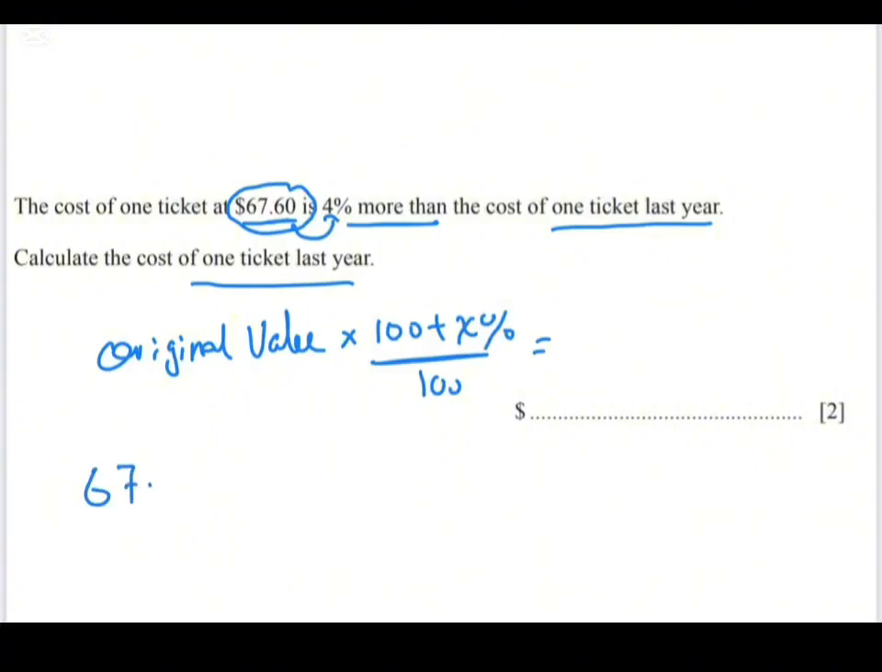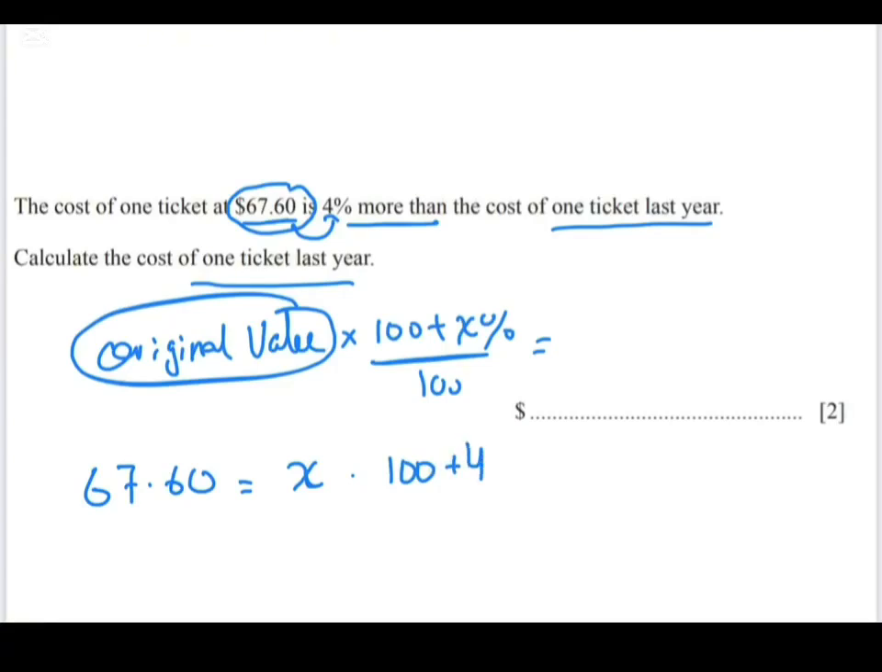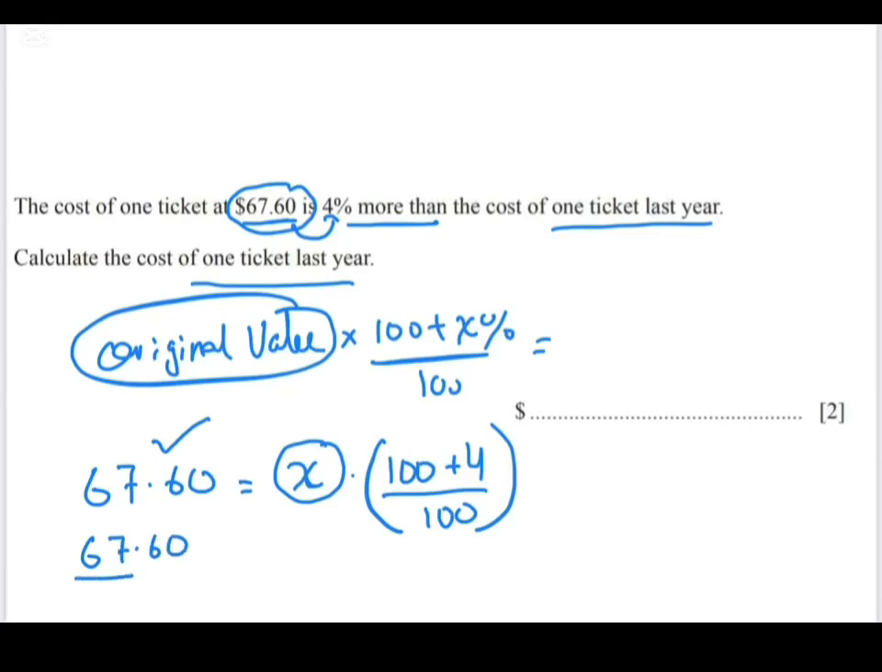I will write 67.60. I don't know the original value right now, so I will write x here, over 100, and the increment is 4%, so I will write 4 divided by 100. As I told you, I don't know the original value. I know that after the 4% increment the cost of a ticket is 67.60, but I don't know the original value, which will be the value of last year's ticket. So now 100 goes to this side and multiplies, and 100 plus 4 will be 104, and it will be divided, and this will be equal to x.